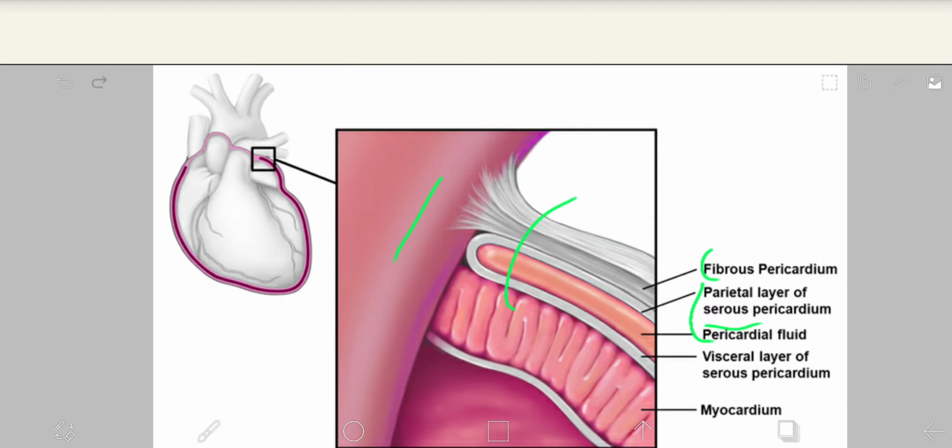pericardium. So these 2 layers, the outer one is called the parietal layer of the serous pericardium, and the internal one, so this one, is the visceral layer. So the visceral layer, we call it the epicardium, okay?